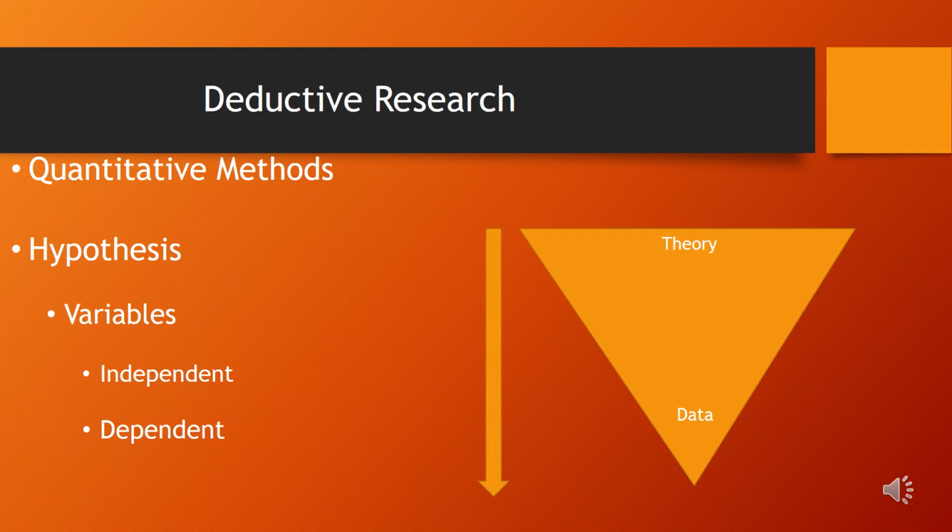A hypothesis is an educated guess or a tentative statement about empirical relationships between two or more variables. We can either have an independent or dependent variable. An independent variable is a variable that is hypothesized to cause or lead to variation in another variable, whereas a dependent variable is a variable that is hypothesized to vary depending on or under the influence of another variable.